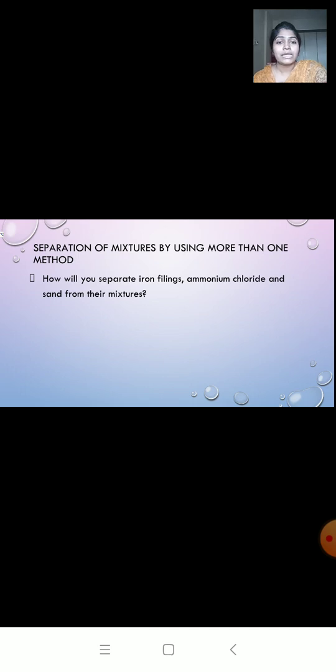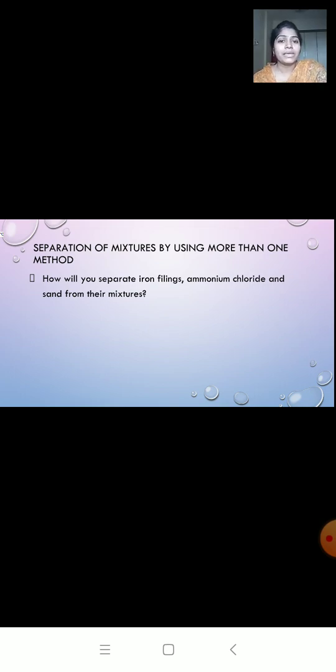We have learned that we can separate iron filings by magnet, right? The iron will stick to the magnet. We have learned ammonium chloride, we can separate ammonium chloride by the sublimation method. So first what we will do, we will take this mixture of 3 components and take a magnet. Bring the magnet close to the mixture. So all the iron filings will attract to this magnet. In this way we can separate iron filings.